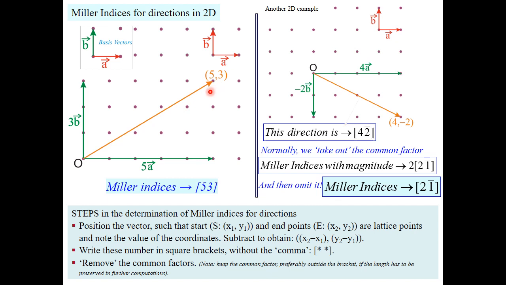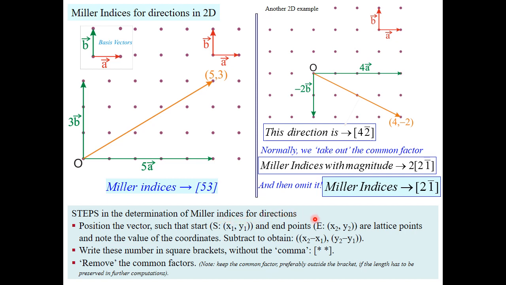Now talking about this vector, this point will be called the end point or head point, and this point, that is where we have the origin of the coordinate system, this point will be called the start point or tail point. Now we need to find the Miller indices. So we know the steps involved in the determination of Miller indices for direction. First we need to identify the starting point, that is x1, y1.